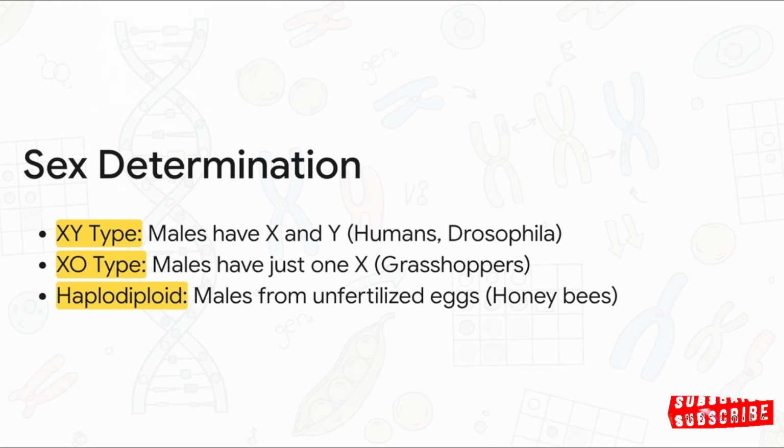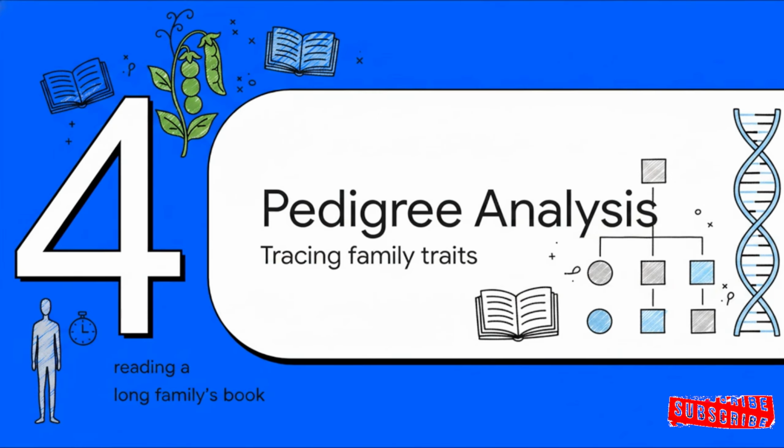And then, the honeybees. They use a haplodiploid system. Females develop from a fertilized egg, but males develop from an unfertilized egg. That means a male honeybee has half the chromosomes of a female. He literally has no father, he cannot have sons, but he does have a grandfather and can have grandsons. Nature is just wild. Which brings us to Section 4, Tracing Traits with Pedigree Analysis.